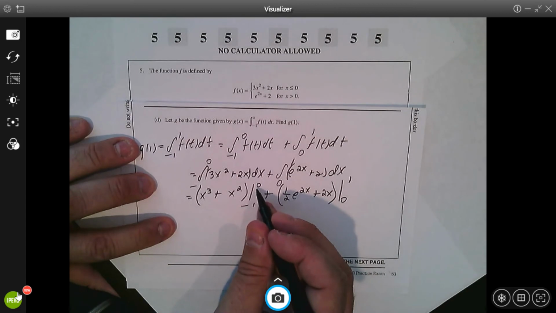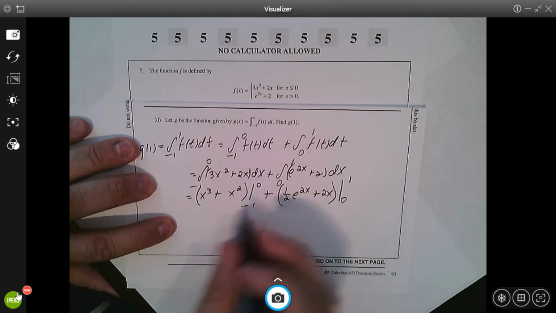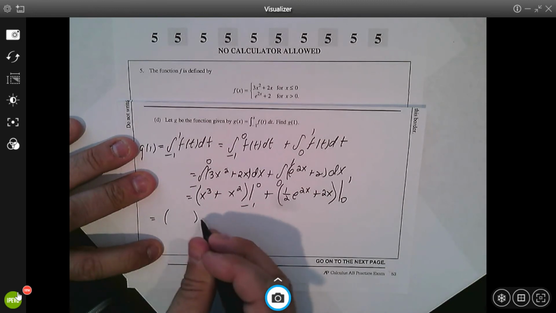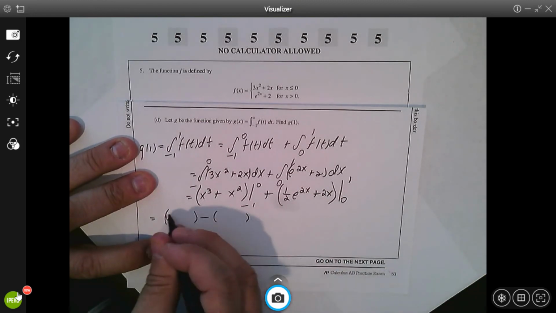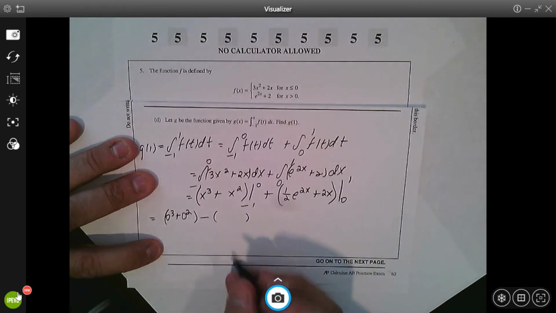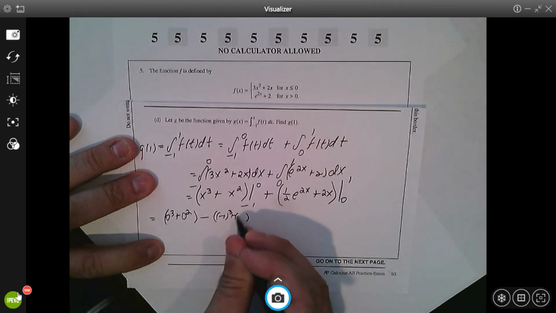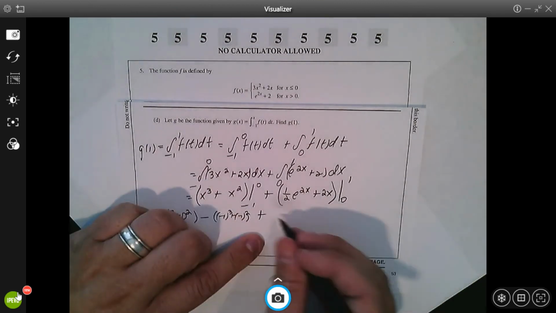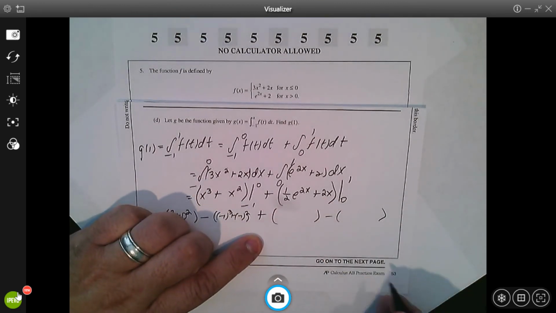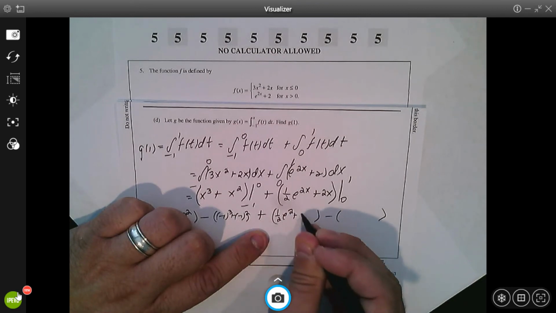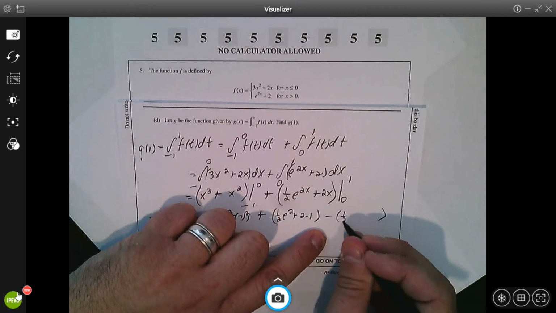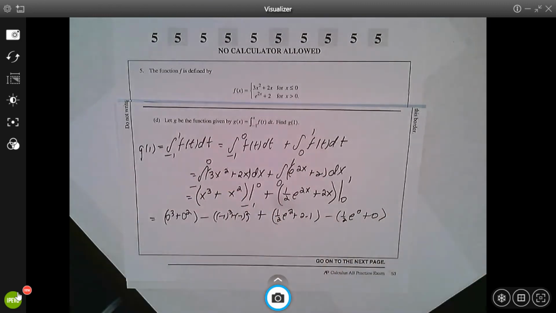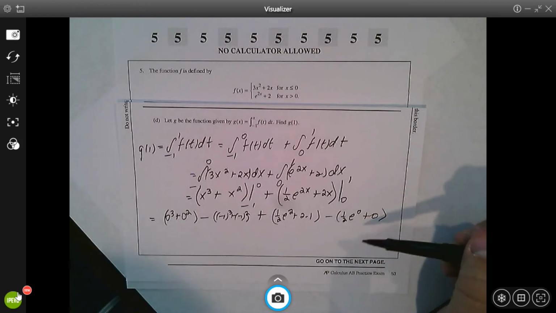When you evaluate, you plug in the top limit first, minus plug in the bottom limit. When I do this with my kids, I always tell them big parentheses minus big parentheses. 0 cubed plus 0 squared minus negative 1 cubed plus negative 1 squared. That's this first integral. Plus the next one, big parentheses minus big parentheses. 1/2 e squared plus 2 times 1 minus 1/2 e to the 0 plus 0. And as ugly as that is, it's a perfectly acceptable answer. I would hope that you would stop here.